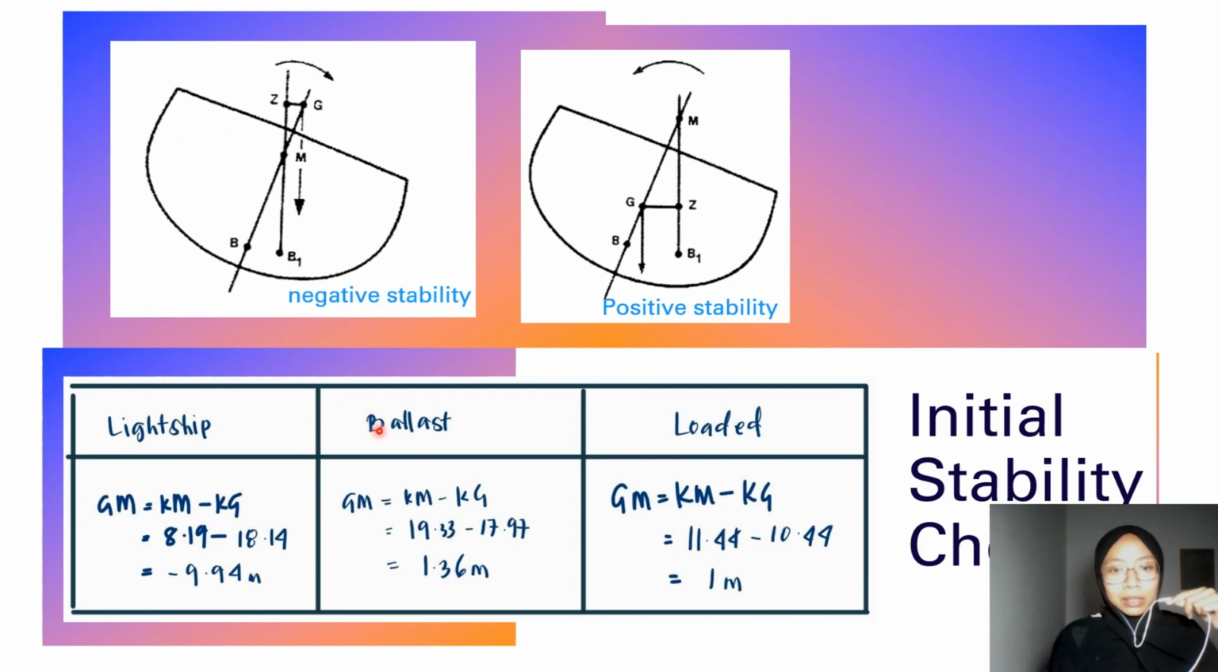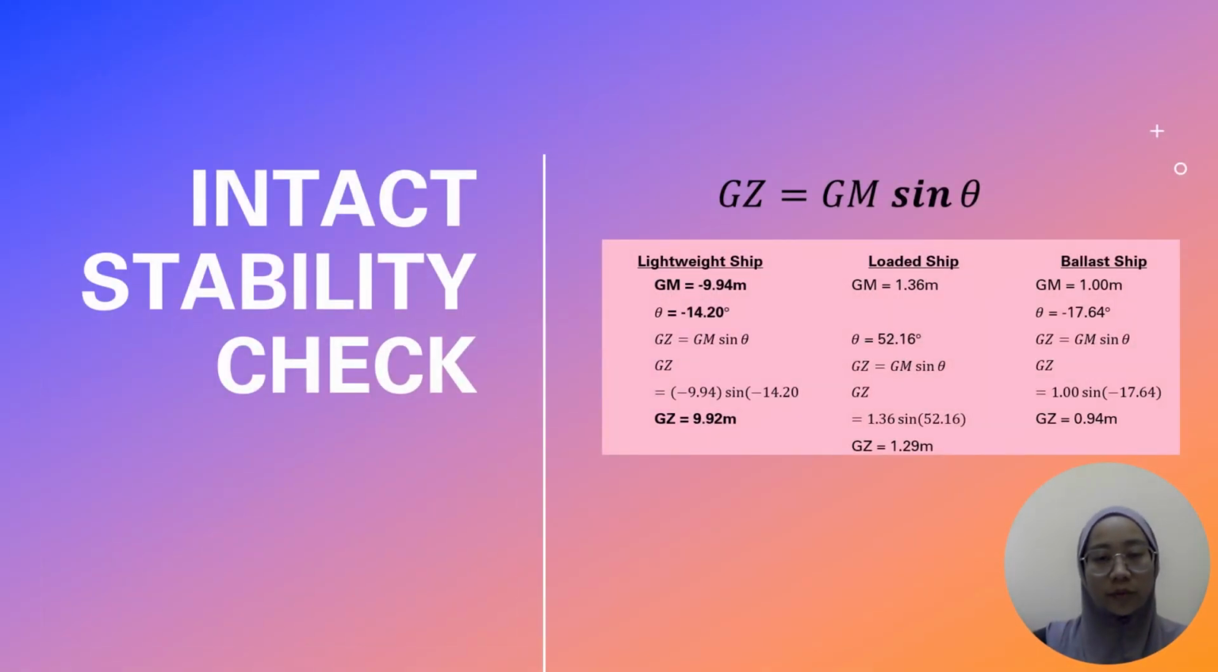And next is ballast. In the ballast condition, to counter the light ship stability condition, we have a positive GM value, which is 1.36. So we have positive stability for this condition, and while loaded, it is also more than one, a positive value of GM. So it has positive stability, which makes the possibility of this ship to capsize in ballast and loaded conditions lower.